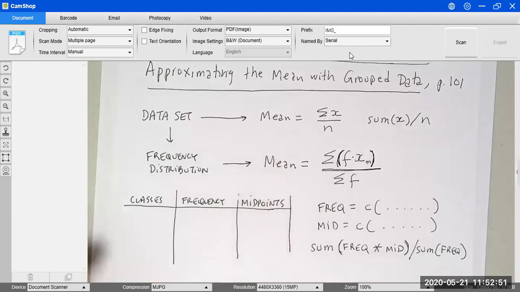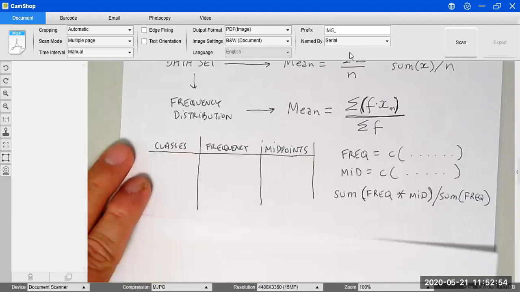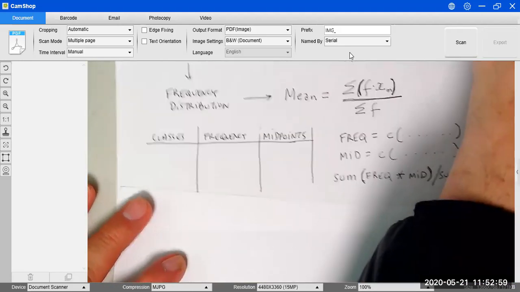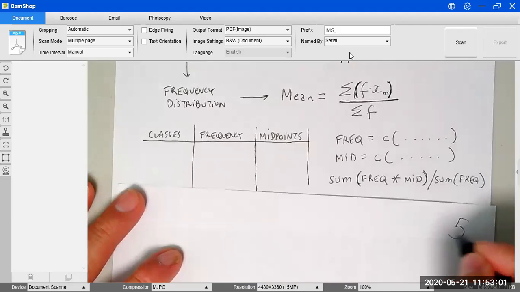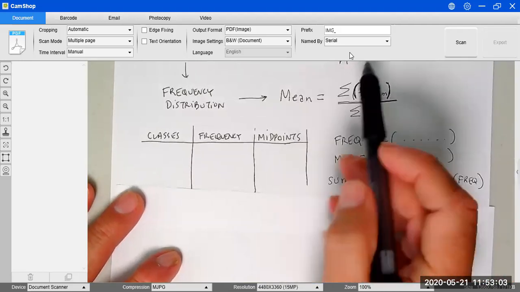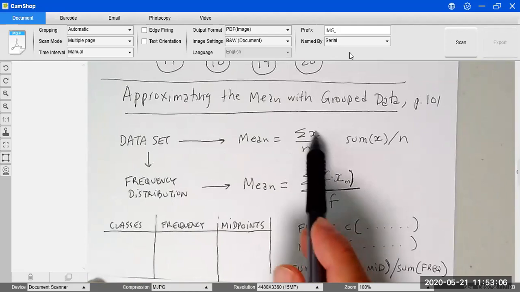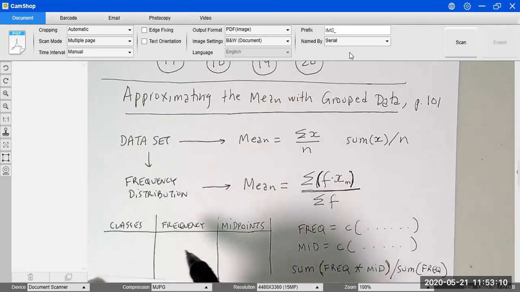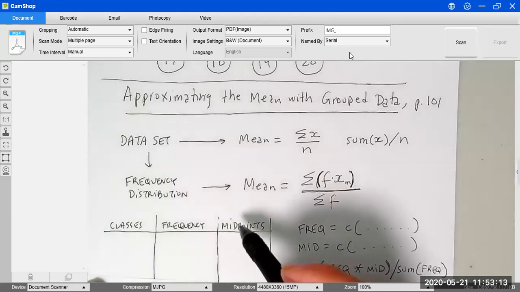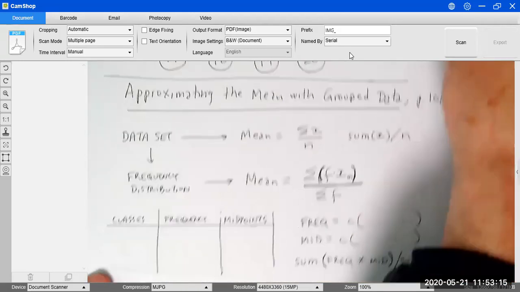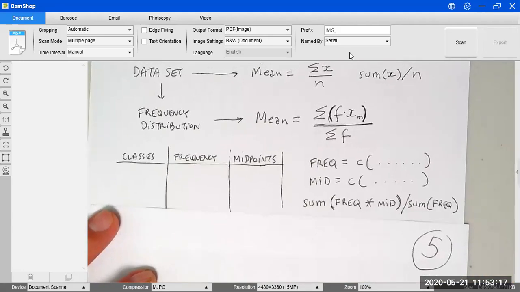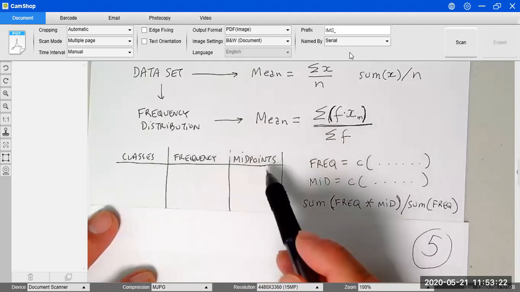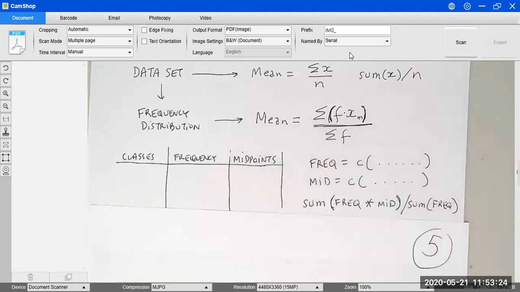So we're going to solve a problem to apply this idea: when you have data that is in groups, you cannot use the formula for raw data. So don't add the midpoints and divide by the number of classes. That's not the process. This is the process you need to follow: you need to find frequencies, midpoints, and then use the formula.